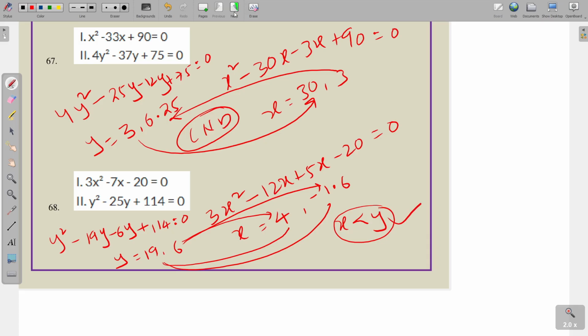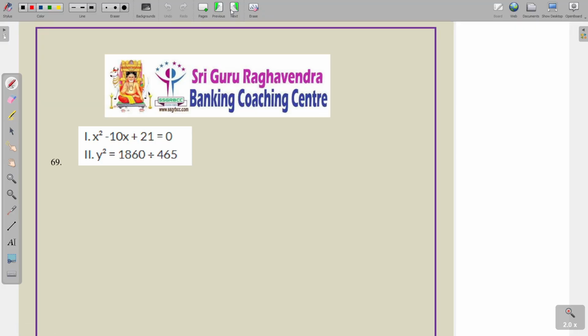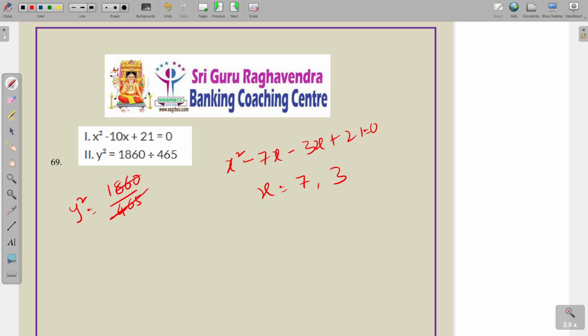Next question, x² minus 7x minus 3x plus 21 equal to 0. x is equal to 7 comma 3. y² equal to 1860 by 465. How many times is it? 4 times. Now y equal to plus 2 comma minus 2.